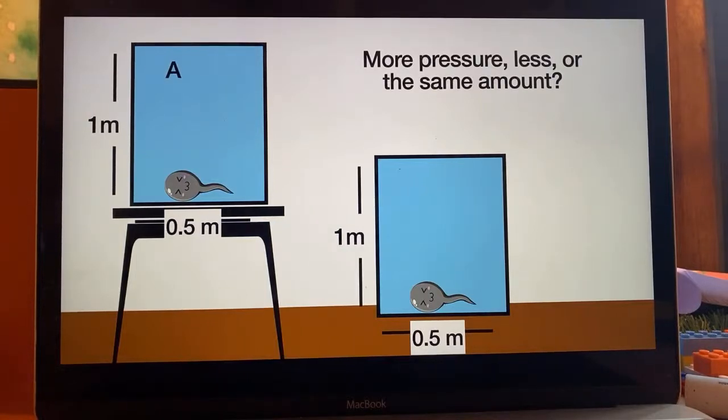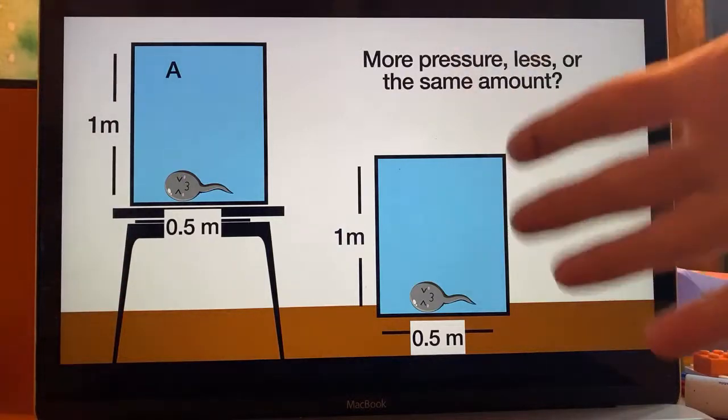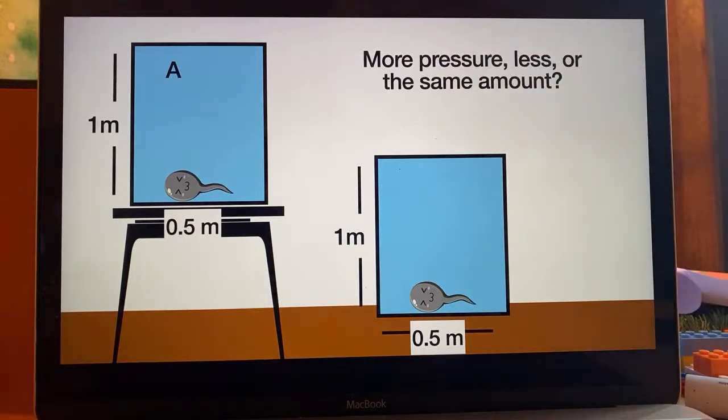Well, this one confused me, actually. I had to double check this one. Now tank A is the same as before, but it's just on a table. And the other tank is exactly the same as tank A, except it's on the floor.